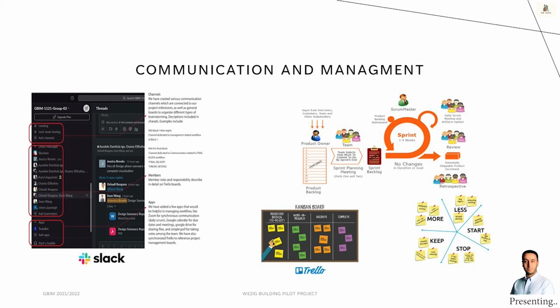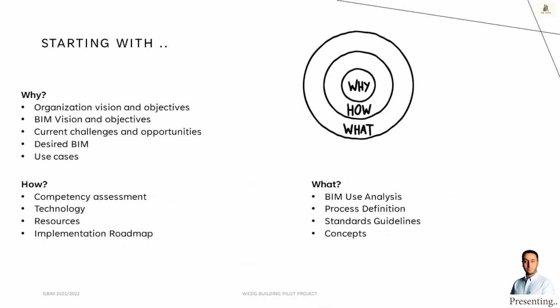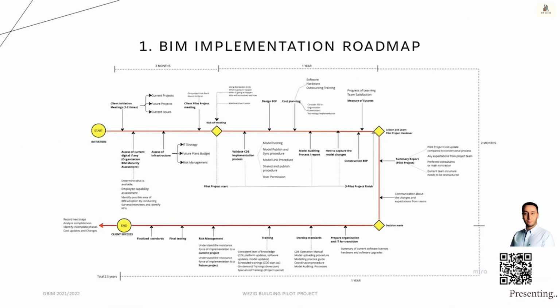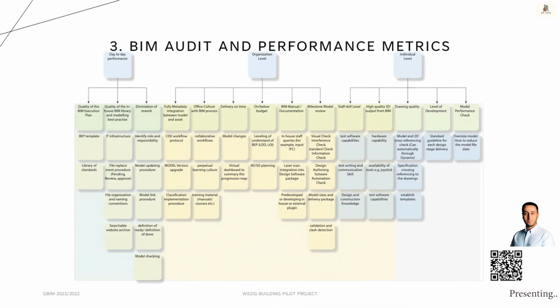Along the way, we run our self-assessment by doing SWOT analysis to know where we stand as a team implementing BIM. Then, moving on as a multidisciplinary organization, we have started with the golden circle to define why to implement, how to implement, and what to do to implement BIM. Finally, we came up with our BIM implementation roadmap. We then established our BIM capabilities. Then we have created our own BIM audit and performance metrics.